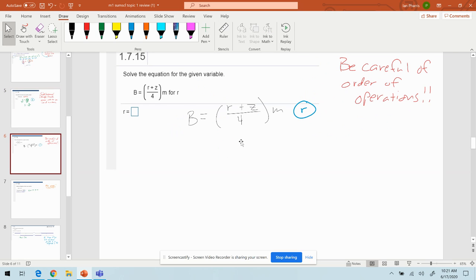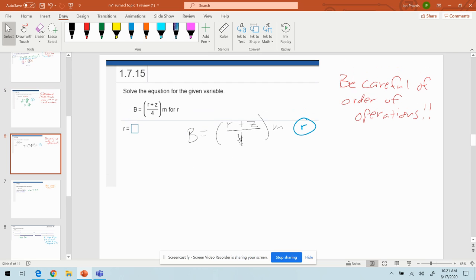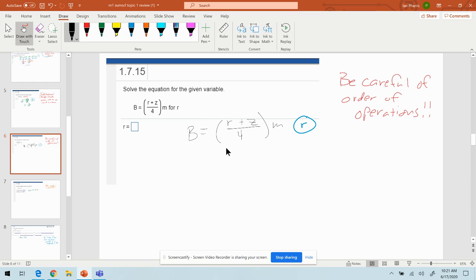Let's do the same thing on question number 6. Okay, I've written down the equation here. We're trying to isolate R. You have to really be careful of the order of operations. If we're trying to isolate R, we need to take stuff away from this side of the equation in the opposite order it happened. So what happened last here is multiplying by M. So I'm going to divide both sides by M. That's going to wipe that out.